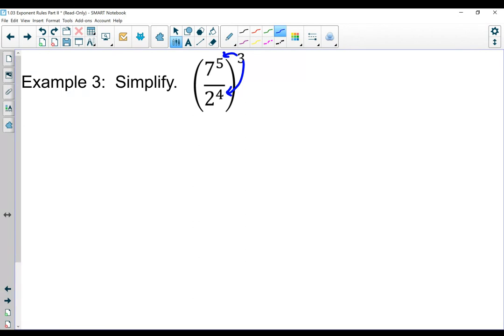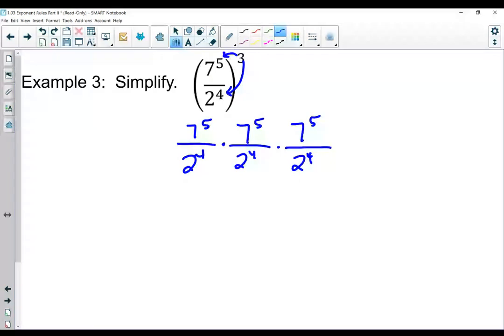If you wanted to see that written out, I could write 7 to the 5th over 2 to the 4th times another factor of 7 to the 5th over 2 to the 4th times one more factor of 7 to the 5th over 2 to the 4th. Third power means 3 of those factors. And so I have 5 7s being multiplied, and then 5 more, and then 5 more. So altogether, I would have 7 to the 15th. In my denominator, 2 to the 4th times 2 to the 4th times 2 to the 4th, I would altogether be multiplying 12 factors of 2. So remember, we can get that by multiplying our exponents.